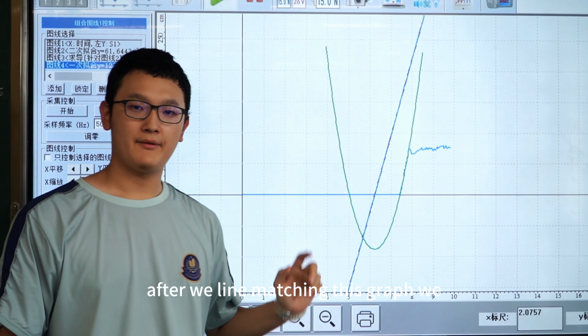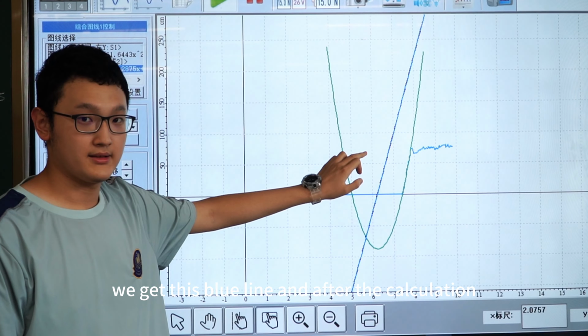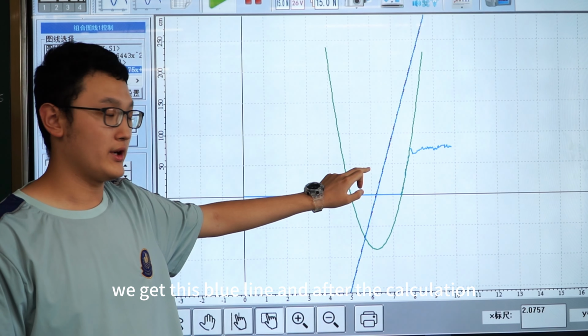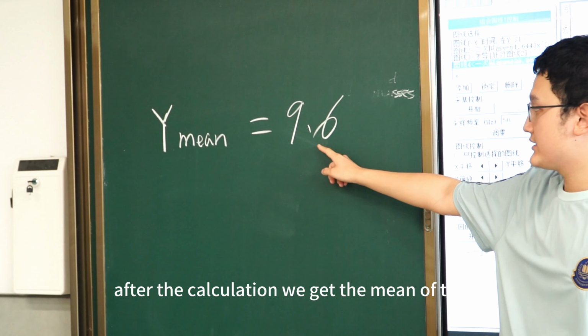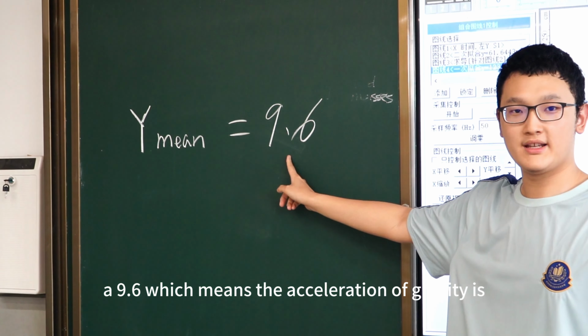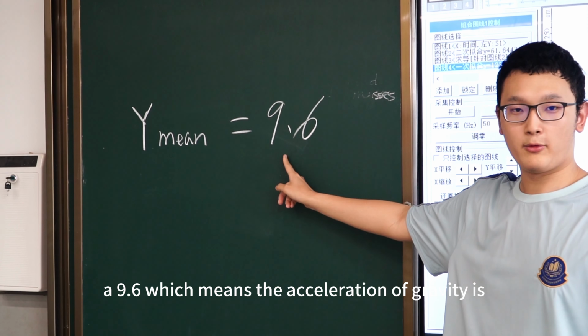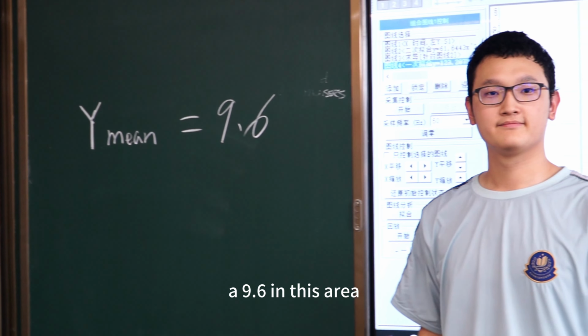Right. After we line-fit this graph, we get this blue line, and after the calculation, we get the mean of this line, which is 9.6. This means the acceleration of gravity is 9.6 in this area. That's all.